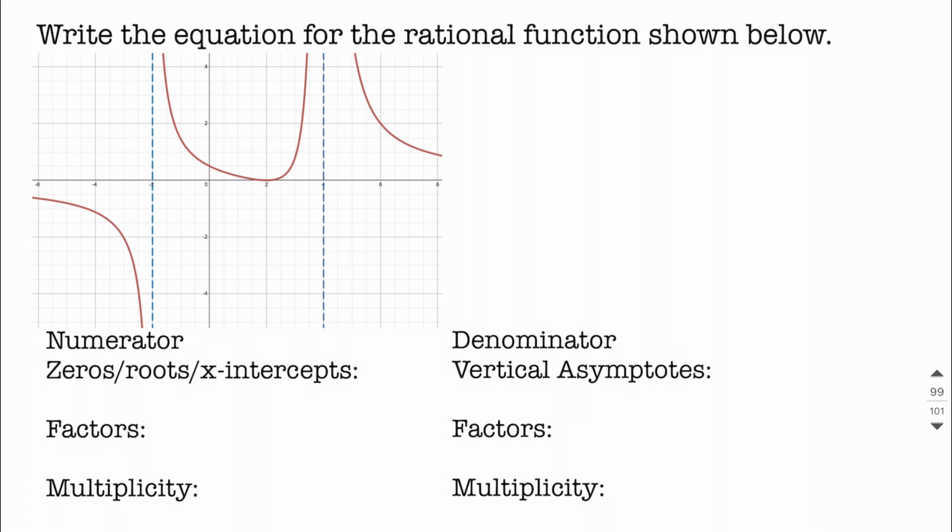In this example, we're given the graph of a rational function, and we're going to break down exactly how to find the function itself, that rational function that's going to create this graph. It's really not that bad, but it takes a few steps. So bear with me on this. The first thing we're going to look for are zeros, or roots, or x-intercepts. Those are going to affect the numerator and produce factors for us there.